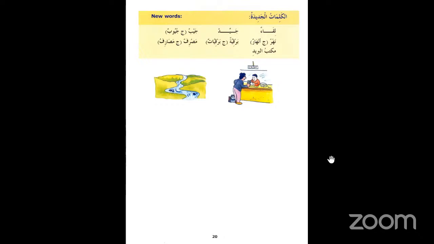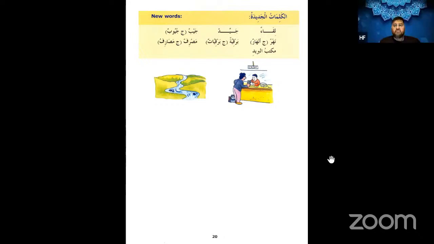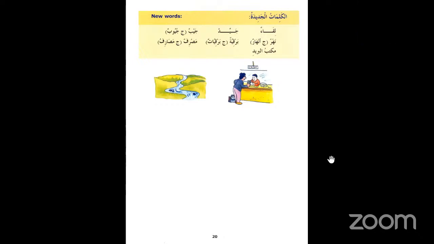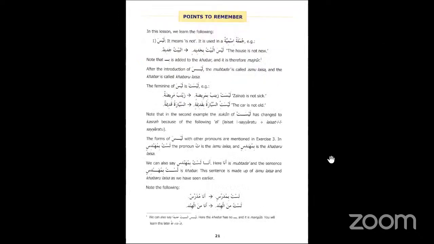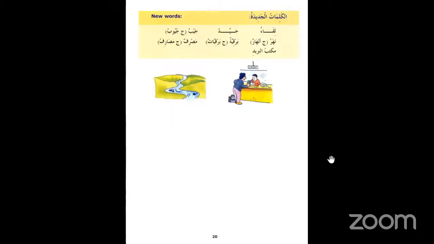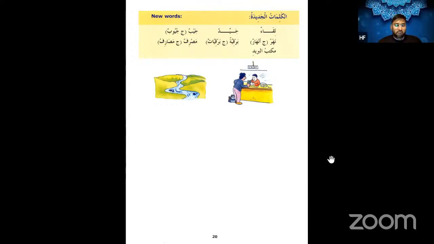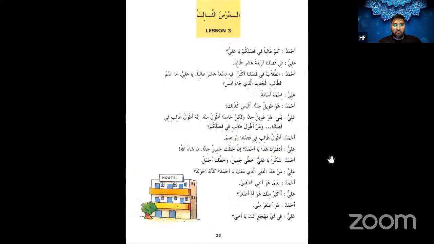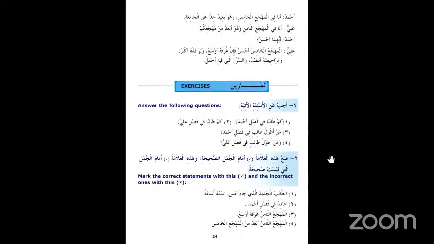Barqiyatun, telephone, plural is barqiyatun, jumla. Masrifun, plural masarifun. What's the meaning of masrifun and masarif? Bank. Okay. And maktabul barid, post office. Jazakallah, thank you. No problem.